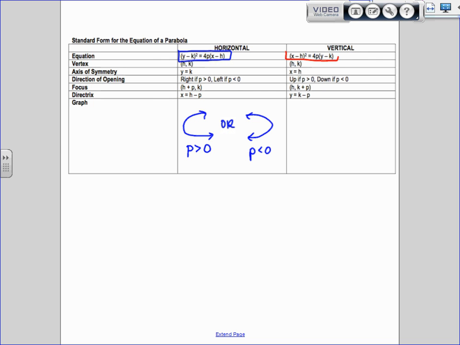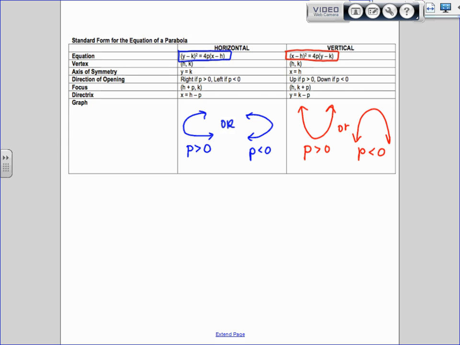If I have (x - h)^2 = 4p(y - k), it's either going to open up or it's going to open down. The up one is going to be when p is greater than 0, and the down one is going to be when p is less than 0.